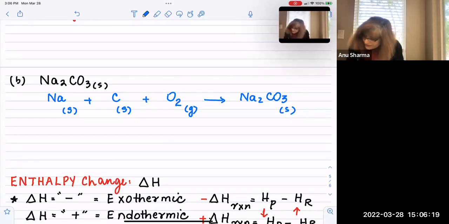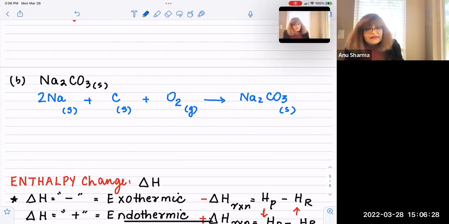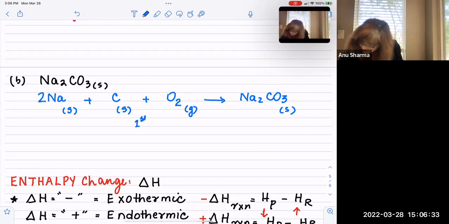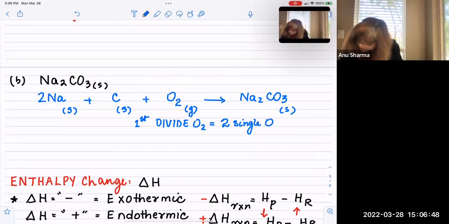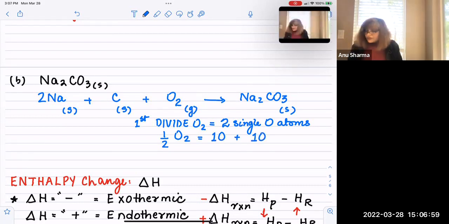Now balancing. We need 2 sodiums, so you put 2 here. We have only 1 carbon, that's fine. Now for oxygen, we need 3 oxygens here. So how do we balance this O2? First, divide O2, which gives you 2 single oxygen atoms. That is half of O2. Half of O2 is 1 oxygen plus 1 more oxygen. So now you have broken this up.